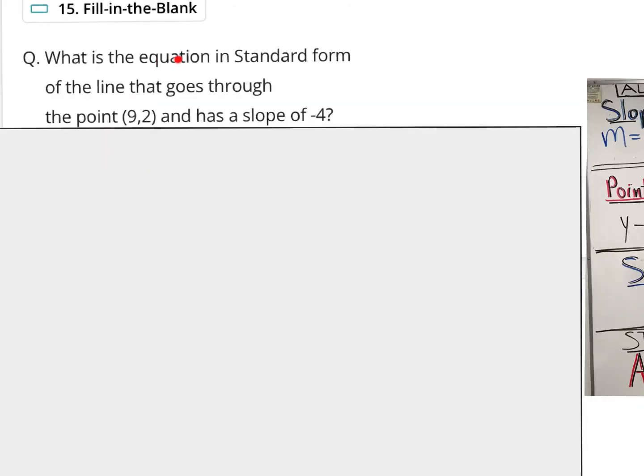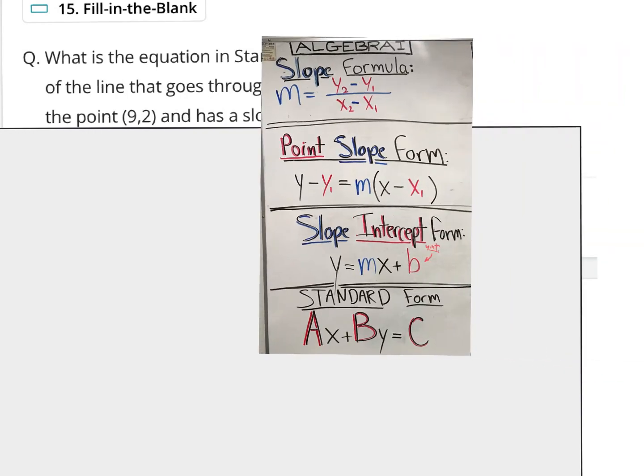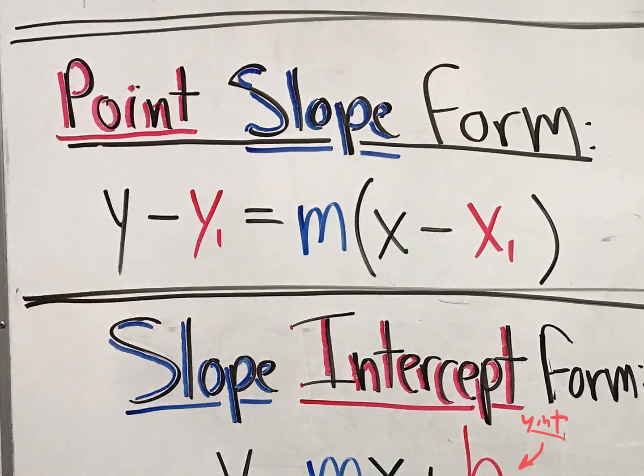What is the equation in standard form of the line that passes through this point and has that slope? Okay, so what information are they giving you again? They are giving you a point and they're giving you a slope. So who cares what form they want it in? What form is the easiest for you to use right now that they give you a point and a slope? Obviously, point-slope form. So let's all rewrite this.